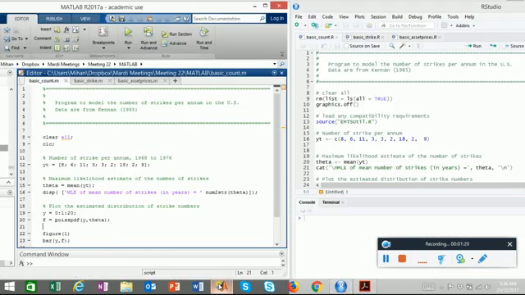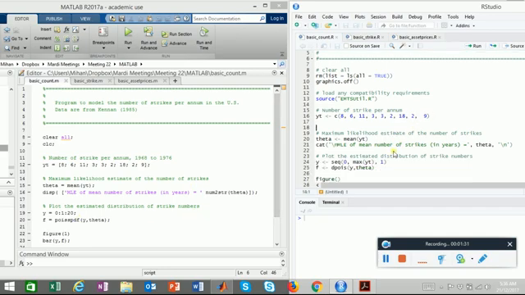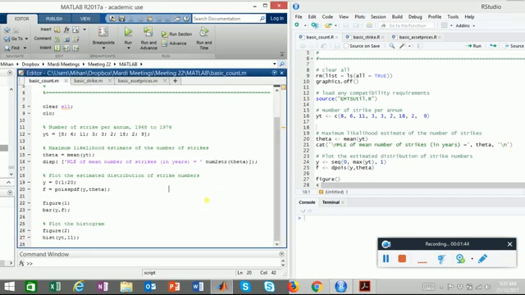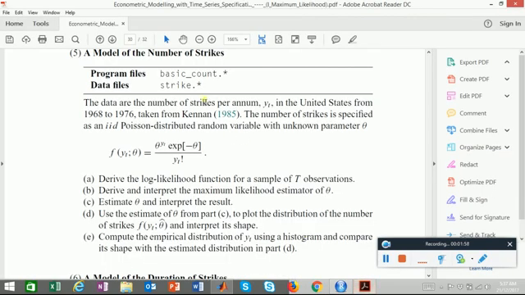Let's do it. As we can see, first we are passing in the data that is given to us. Theta is the mean of Y_t, we already know that, where the mean value goes in. Then we just concatenate and print theta and plot the estimated distribution. The plot is just the estimated distribution of strike numbers, how many strikes happen each year. Am I doing the right thing here? Yeah.